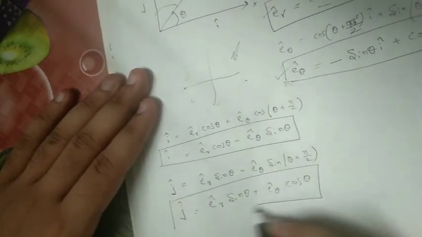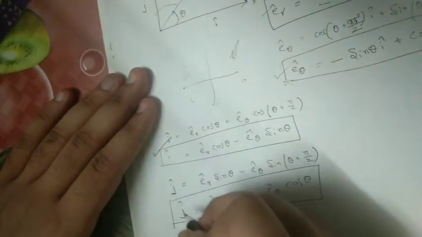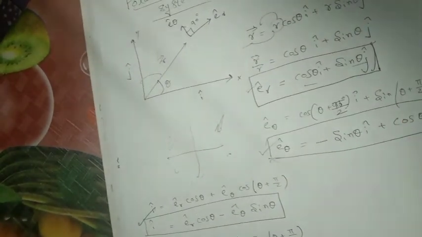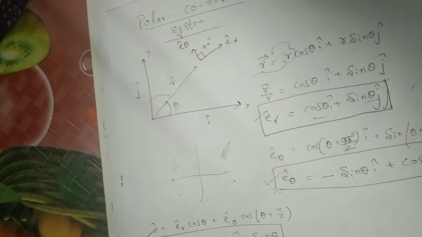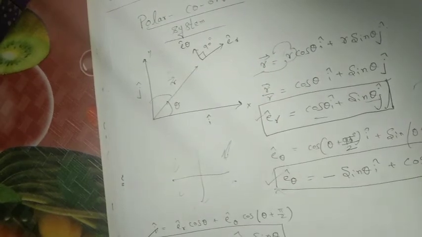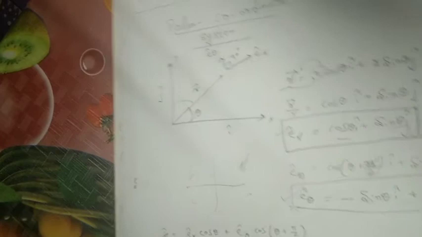So these are the four relations, actually. You don't need to memorize them, just go through it, and you can easily do it in the examination hall. Okay, let's go to the cylindrical system.